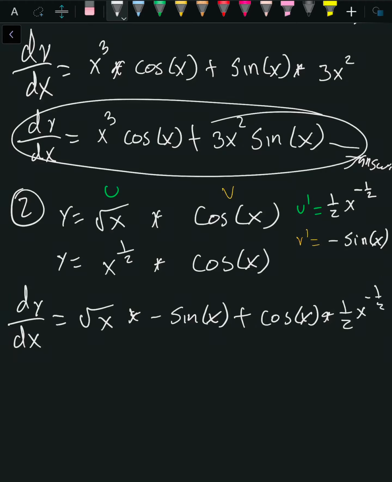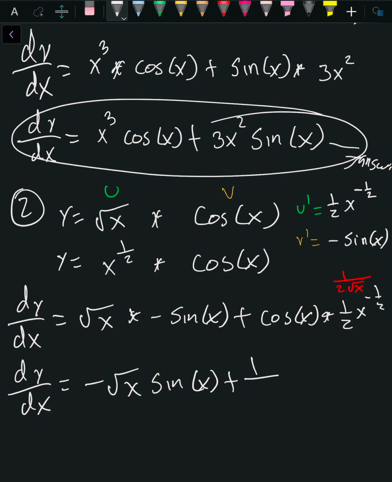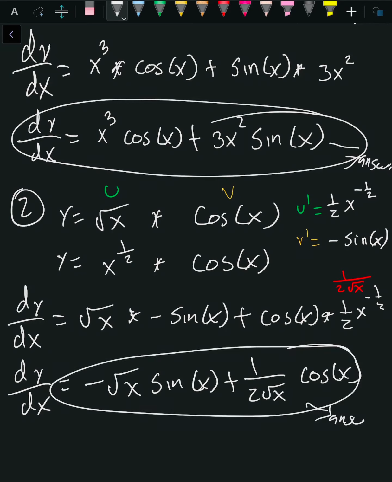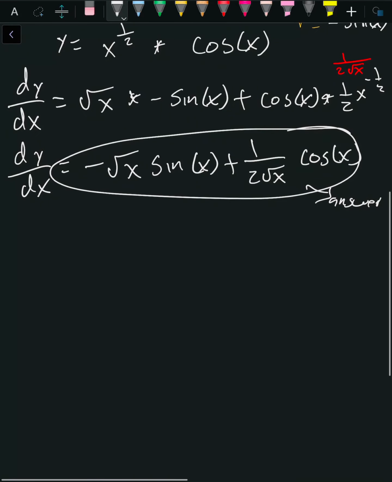You can also rewrite this as 1 over 2 square root of x, I'm sorry. You can rewrite it as this. Both ways are fine. So let's simplify things in here, which is equal to negative the square root of x sine of x plus 1/2 square root of x times cosine of x. And this is our answer.